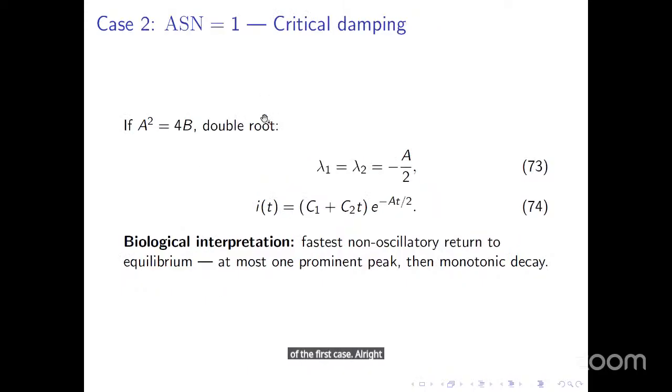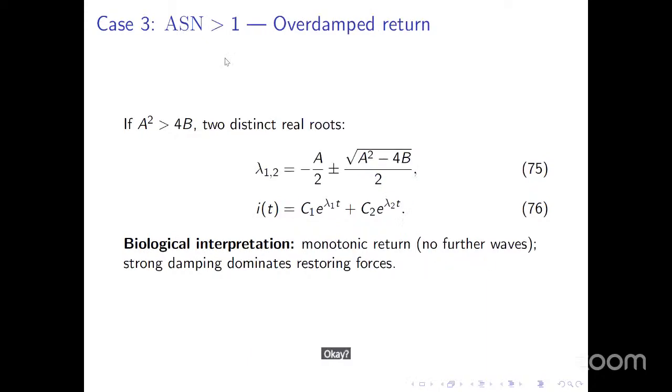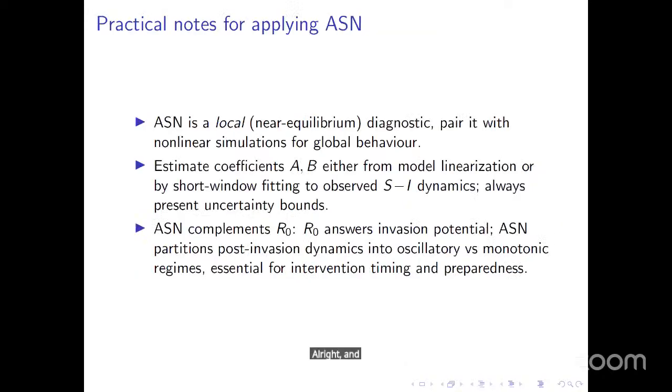All right. The second case, if the Atangana strength number equals 1, we have critical damping, which means we have double roots in this case. This just means that we have the fastest non-oscillatory return to equilibrium, at most one prominent peak, then monotonic decay. Okay. Then the third case is if it's greater than 1, we have two distinct real roots. This means we'll have a monotonic return, so there won't be any other waves. So we have strong damping, dominance of restoring forces.